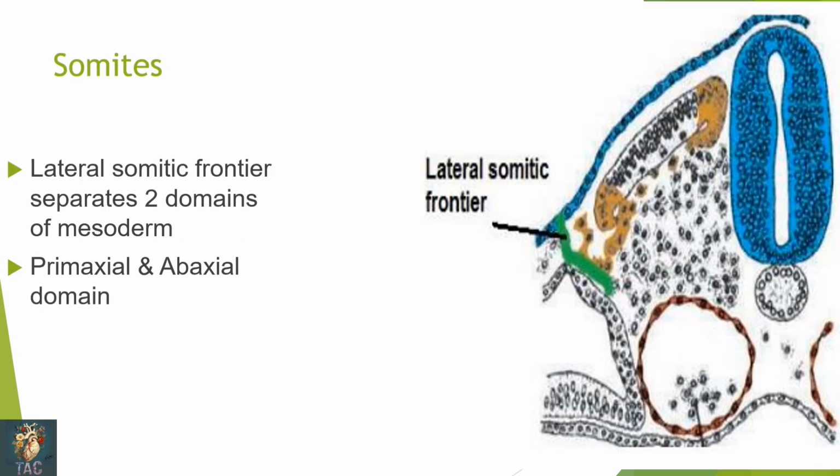So first, another slide for revision purposes: this is the somite, which is differentiating into the sclerotome, the myotome areas, and the dermatome. So this is the dorsomedial edge, the ventrolateral edge, the lateral somatic frontier. This is the somatic layer of the lateral plate mesoderm. Another important point here, you must know that because of this lateral somatic frontier, two domains are formed, either the primaxial domain or the abaxial domain.